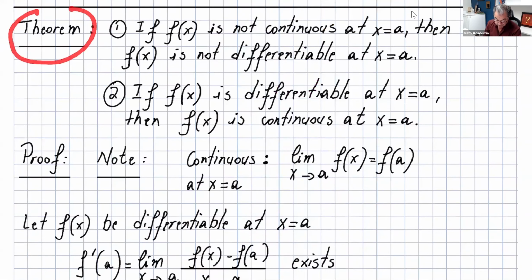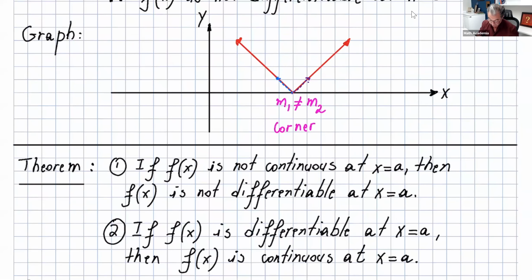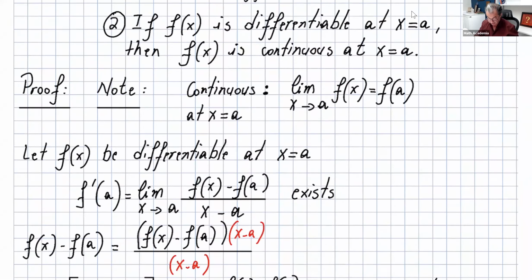Now, I do want to go over this theorem with you. So we know that if f of x is not continuous at x equals a, then f of x automatically will not be differentiable at x equals a. However, if f of x is differentiable at x equals a, then for sure f of x is continuous at x equals a. So if a function is continuous, it's not necessarily differentiable, like this one. This function is continuous at 6, but it's not differentiable because it's a corner. But if a function is differentiable, it's automatically continuous.